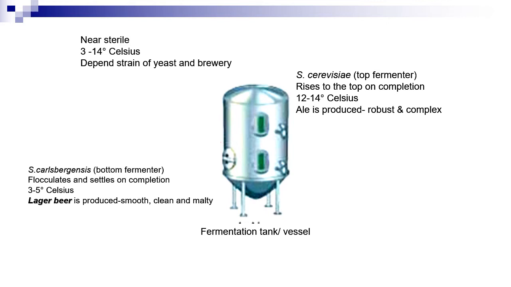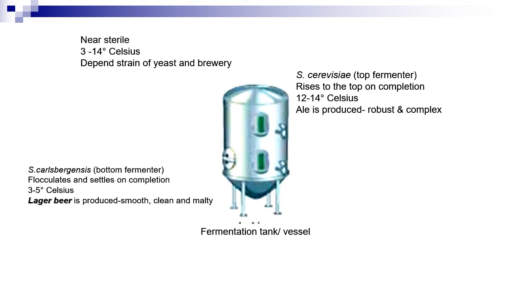For Saccharomyces carlsbergensis, we use a bottom fermenter. The yeast flocculates and settles on the bottom upon completion. The temperature is about 3 to 5 degrees Celsius, and then lager beer is produced by this yeast, with a smooth, clean and malty taste.